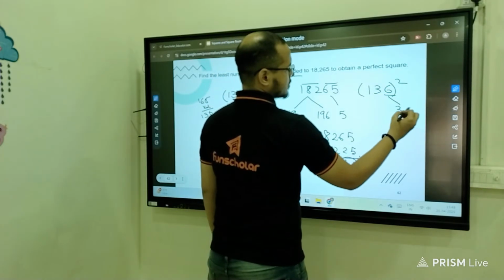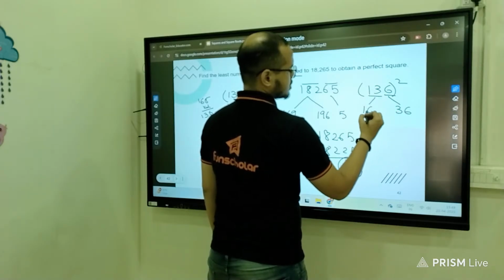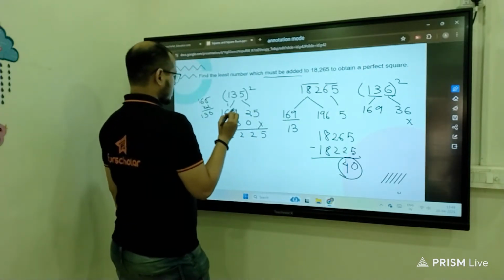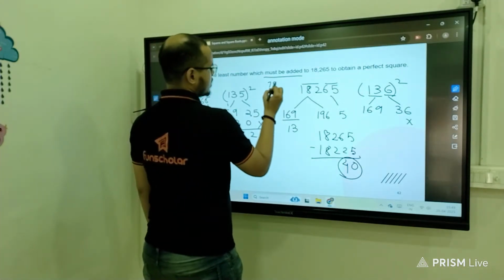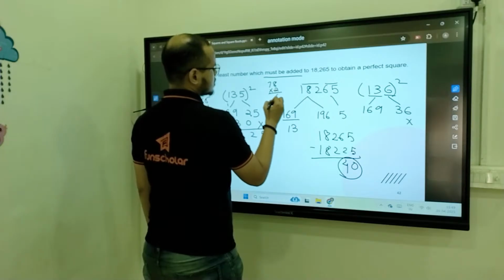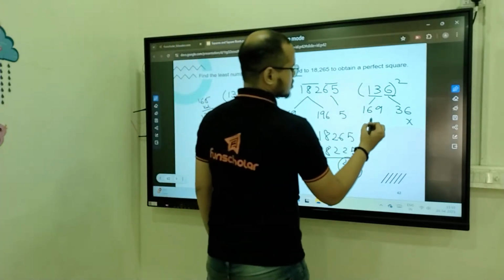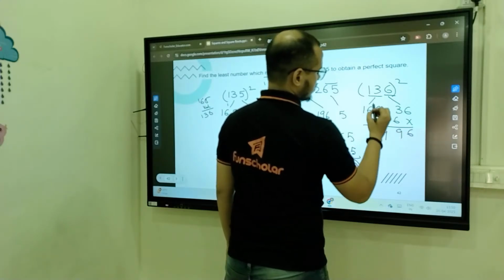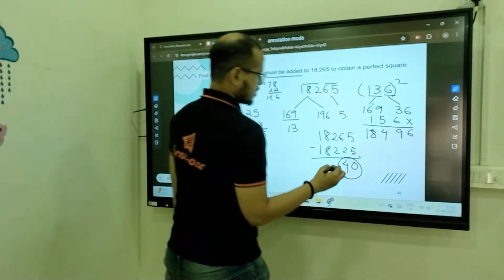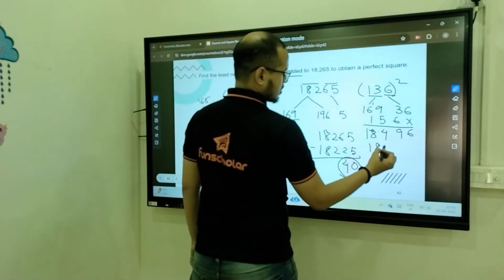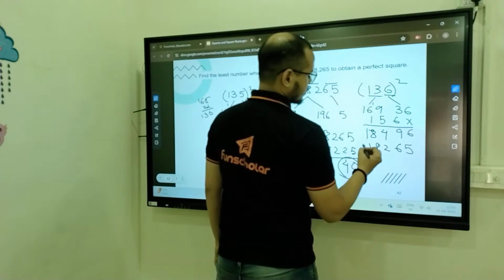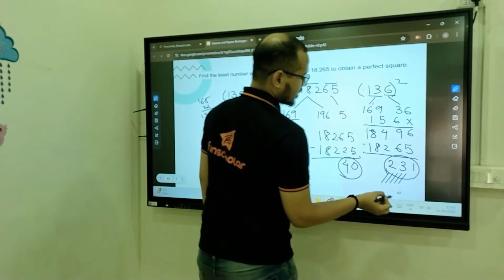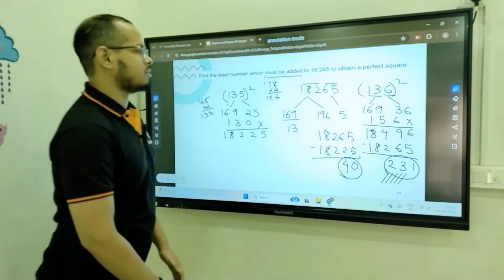6 square will give us 36. 13 square will give us 169. 13 times 6 is 78. 78 into 2 is 156. So 156, 6, 9, 14, 1781. 18265 minus 132. 231 should be added and 40 should be subtracted for this particular cell.